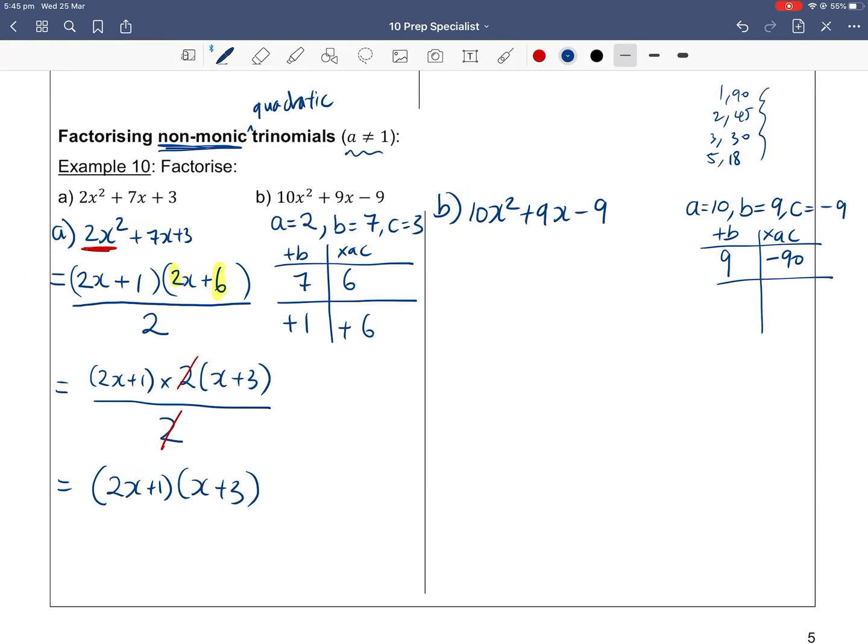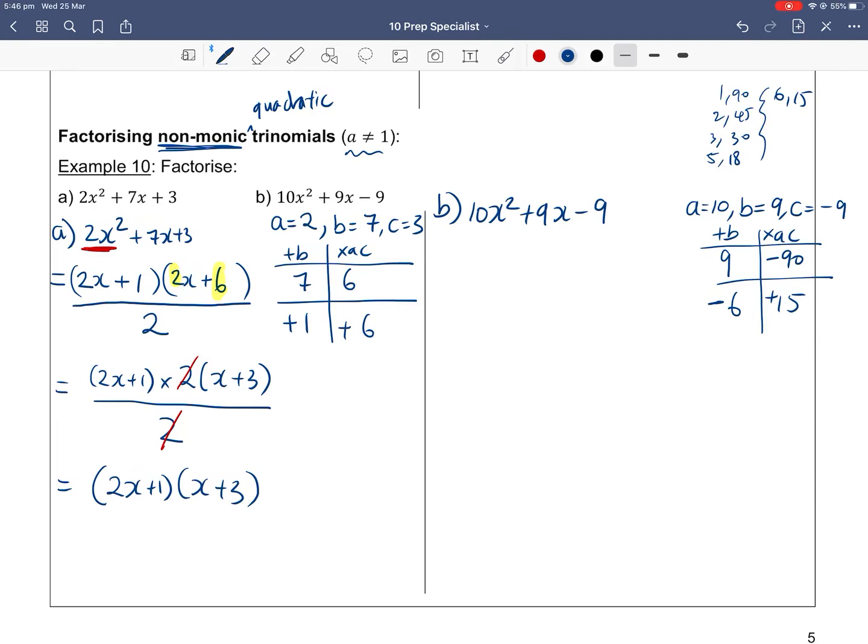So 90 divided by 6, or 6 and 15. Now that's promising, because 6 and 15 can be combined to be a 9. So let's put down 6 and 15. Because we need to multiply to be a -90, one of the 6 or the 15 needs to be a negative number. Which one is it? Well, we need to add to be a +9. So the 15, the bigger number, needs to be positive. And then the smaller number needs to be negative, because 15 minus 6 is +9. Otherwise, 6 minus 15 is -9, and that's no good.